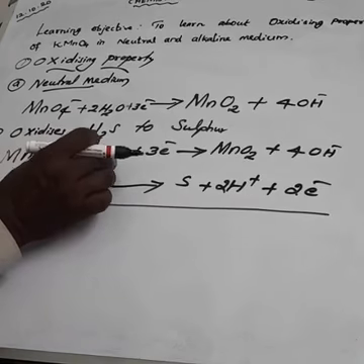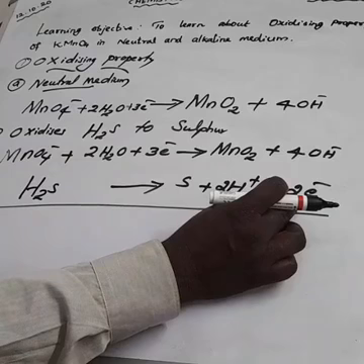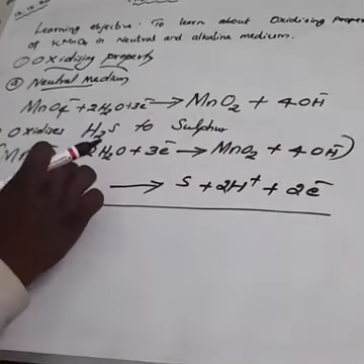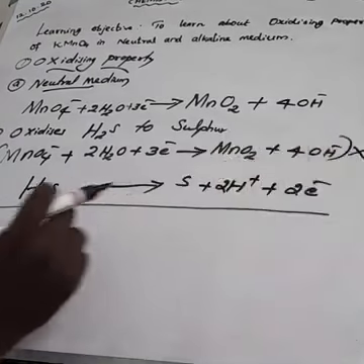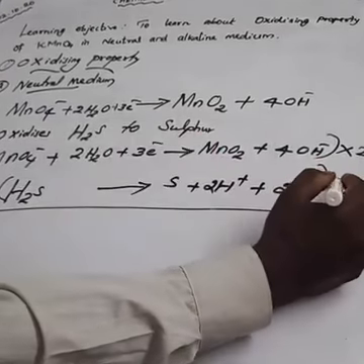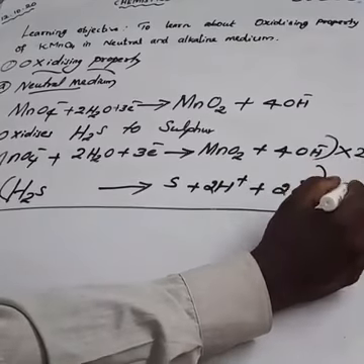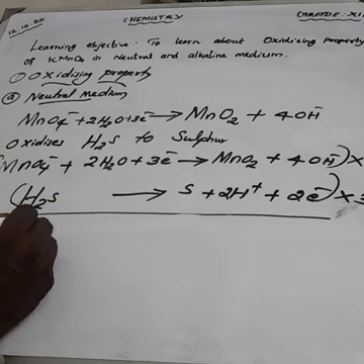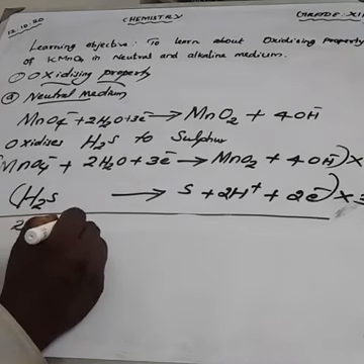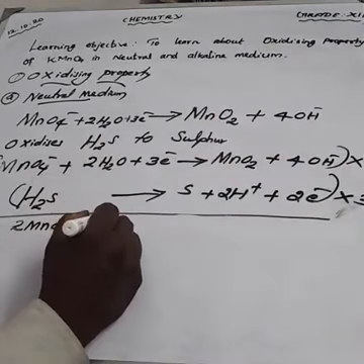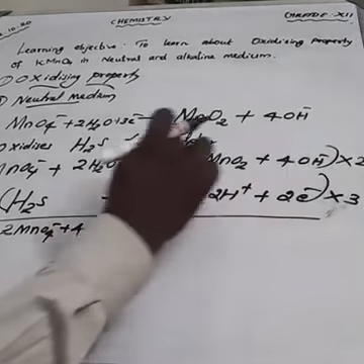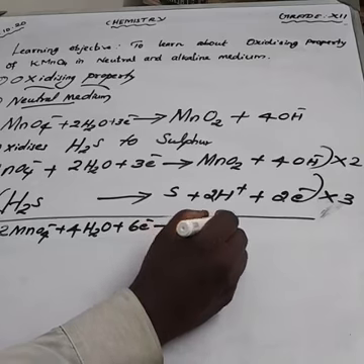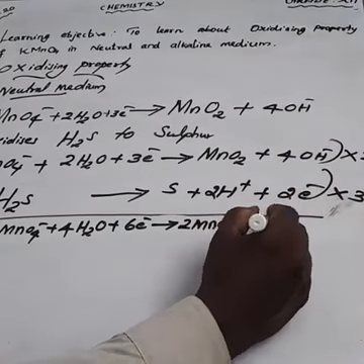That is, the first equation is multiplied by 2, because here we have 2 electrons, and the second equation is multiplied by 3, because it has 3 electrons. So we multiply the first equation by 2: 2 KMnO4 minus plus 2 into 2, that is 4 molecules of water, plus 2 into 3, that is 6 electrons, gives 2 KMnO2 plus 2 into 4, that is 8 OH minus ions.